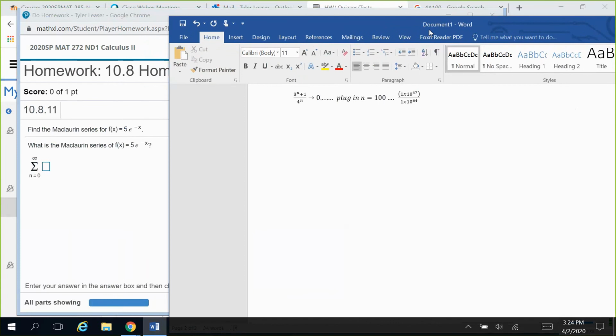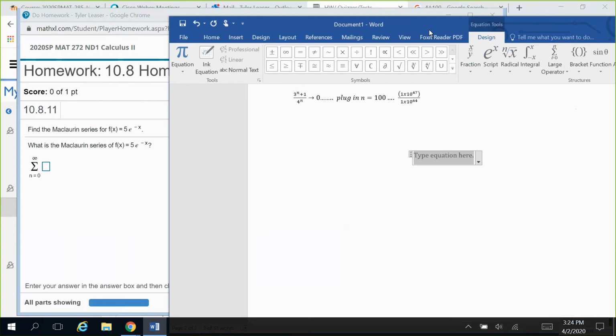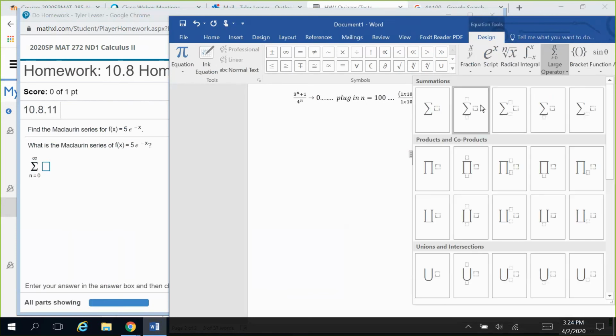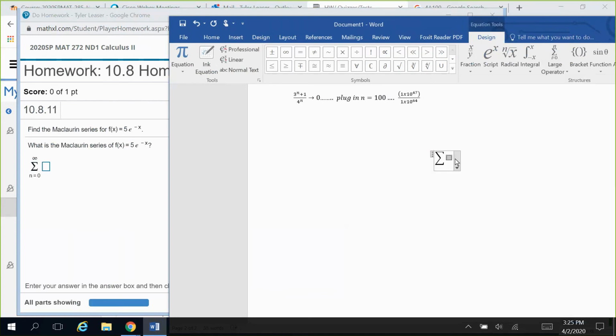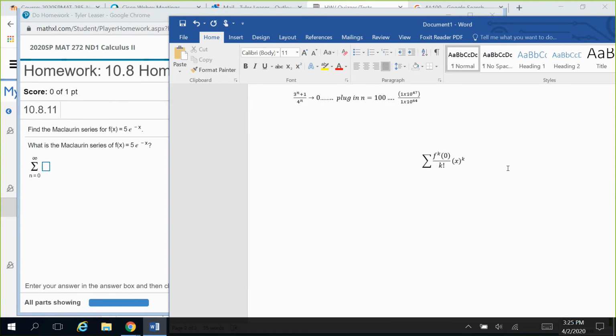Okay, yeah, so it's asking us to find the Maclaurin series for 5e to the negative x. The Maclaurin series is just a Taylor series, so really that's all we're doing. To do this, you would need to have the formula in front of you for Taylor or Maclaurin series, and it's this. It is the k-th derivative at 0, divided by k factorial, and then it's x minus 0, so just x to the k. I think that's on that sheet that I gave you guys as well. If not, make sure you write it on there.